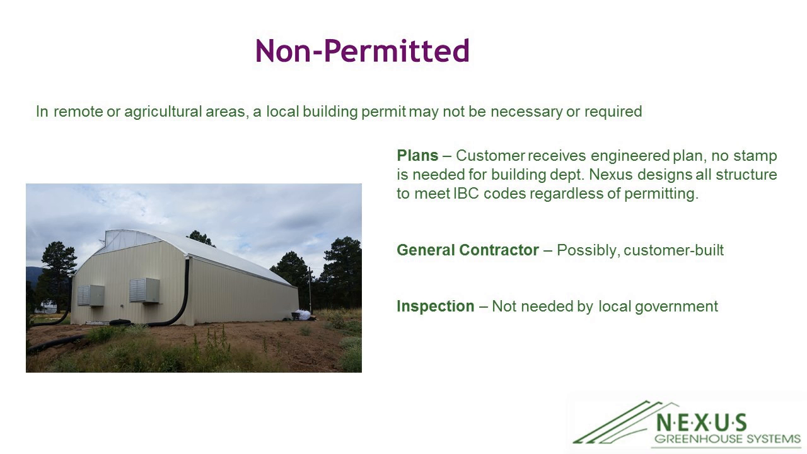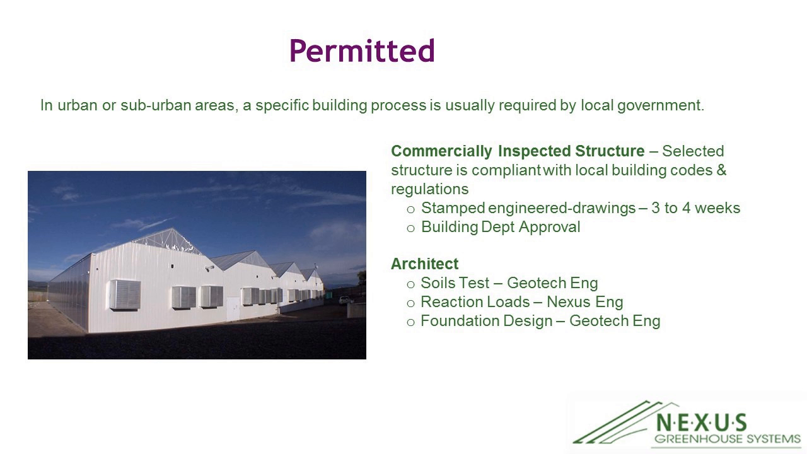However, for a permanent structure, which is likely if you're in an urban or suburban area, you'll need specific building processes which will need to be checked off by your local government. An inspected structure requires the local building department to see that it meets building codes, meaning it has to be stamped by engineers, and that typically takes us here at Nexus between 3 and 4 weeks for the structural stamps. And then, of course, it'll have to meet the building department approval, which could take any amount of time, depending on how familiar the building department is with a cannabis greenhouse.